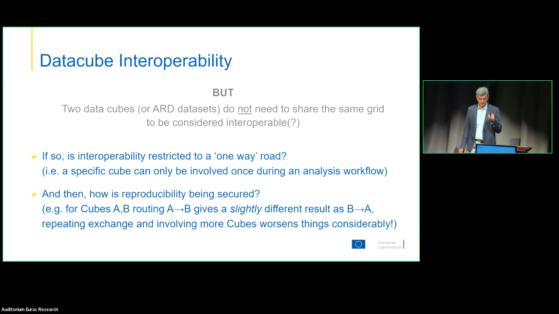And if you think of merging or working with two data cubes, if they don't share the same spatial discretization, then working on A first and then on B, and on B first and then on A will give you a slightly different result. Going from A to B and back will make the result worse, because you will have to resample twice. And you will basically resample data to a different system that then in some derivative you resample back.